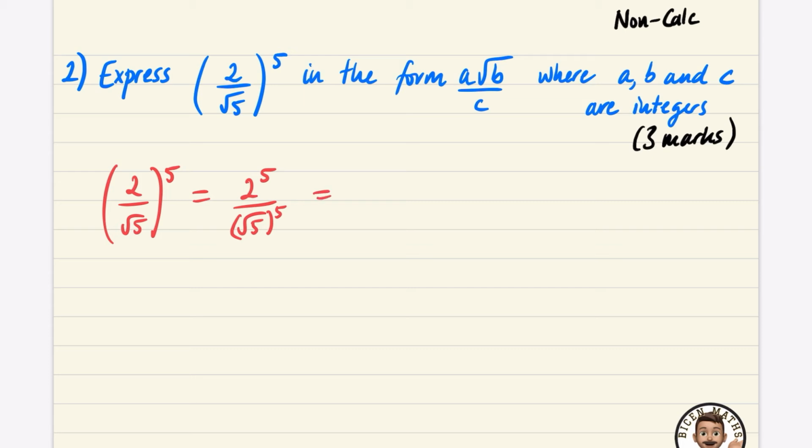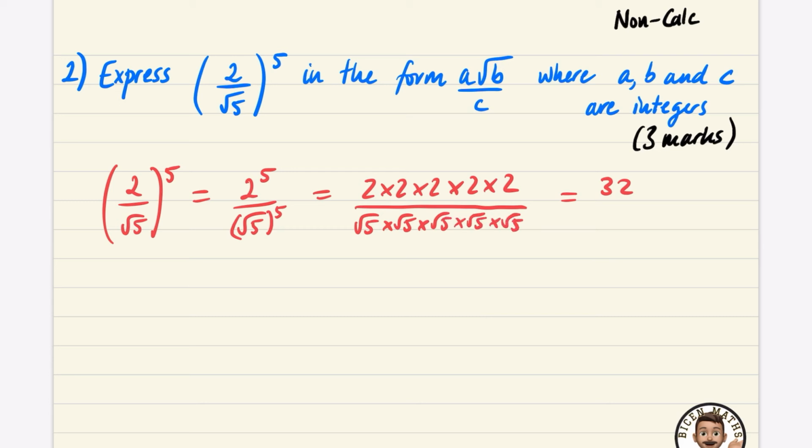Now, 2 to the power of 5 is kind of easy to calculate, right? It's just 2 times 2 times 2 times 2 times 2. We can work that out straight away. That is just 32. Now, root 5 to the power of 5. I do think it's worth writing this out. It's root 5 times root 5 times root 5 times root 5 times root 5. It's happening 5 times. Now, think about what each pair does.